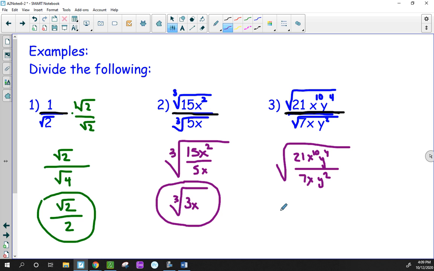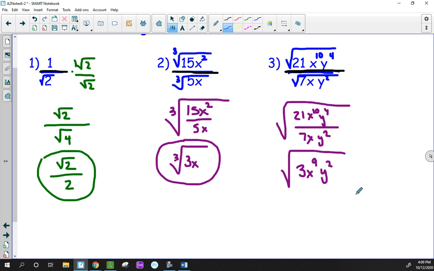Then you're going to simplify, keep the radical. You're going to simplify this division problem. 21 divided by 7 is just 3. X to the 10th divided by x to the first is x to the 9th. Y to the 4th divided by y to the second is y to the second.